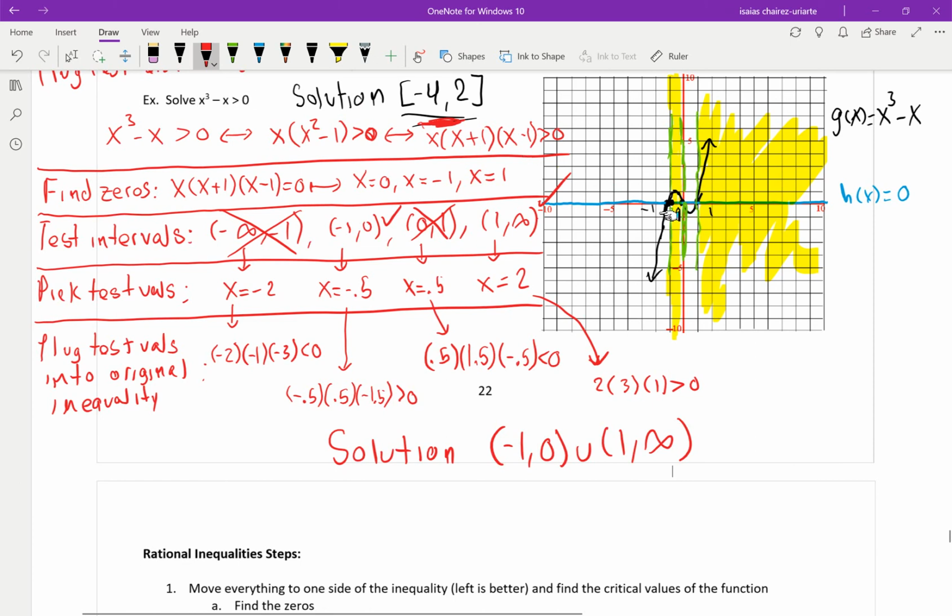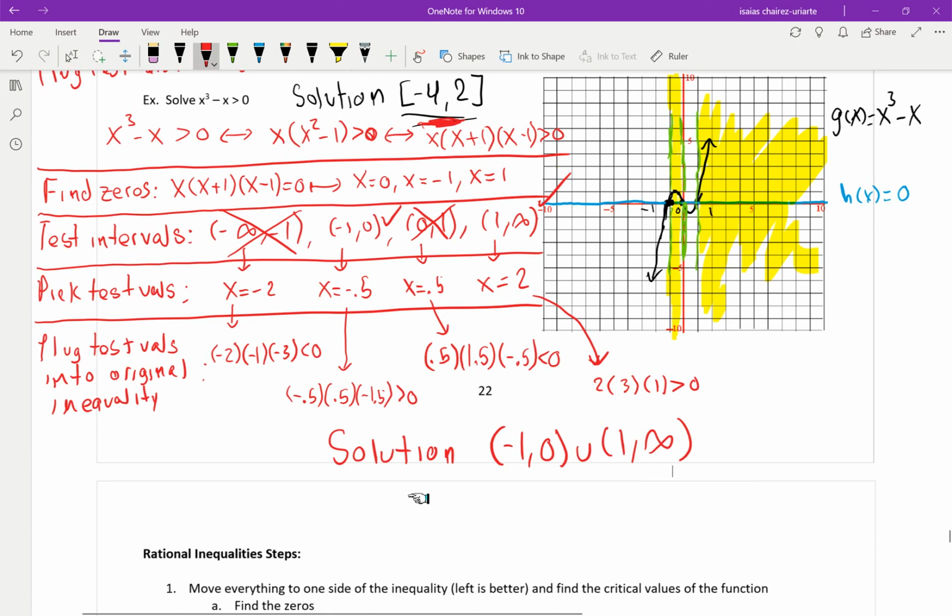And well, the little black cubic is above the horizontal line between -1 and 0. That's why there's this little sliver right here. And it's also above the horizontal line from 1 to positive infinity. And that's what our solution is saying. It's just capturing these moments where the cubic is above the horizontal line.